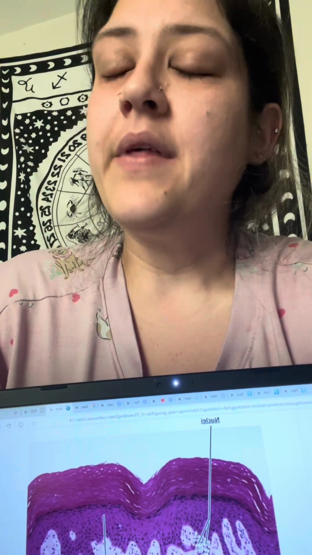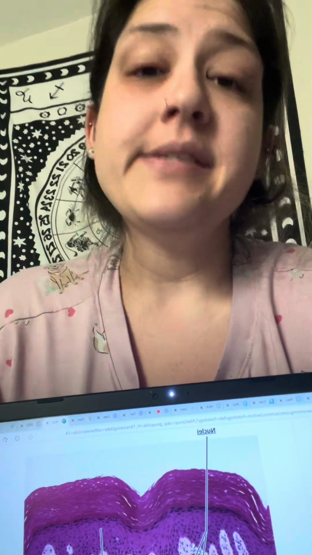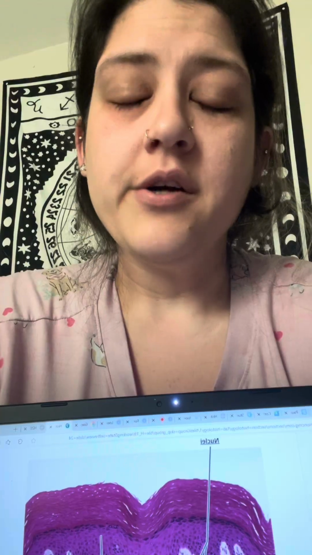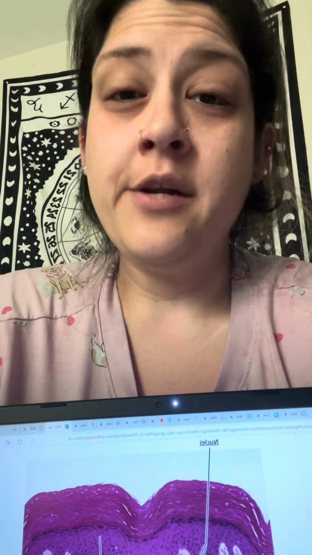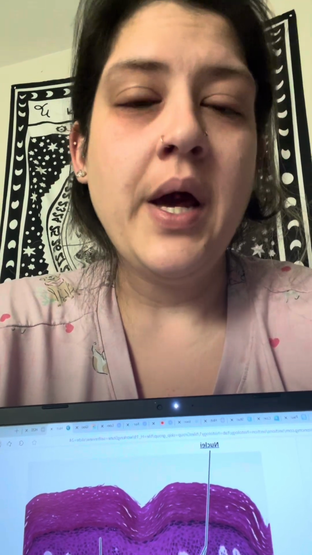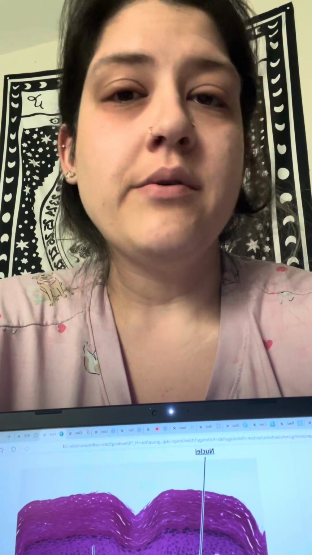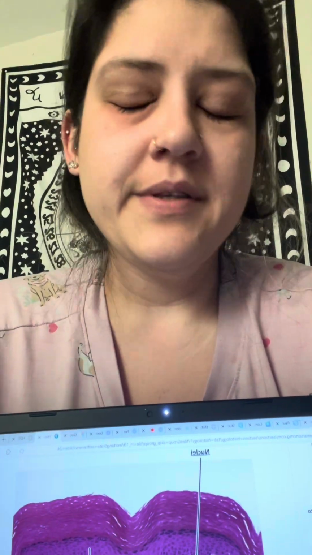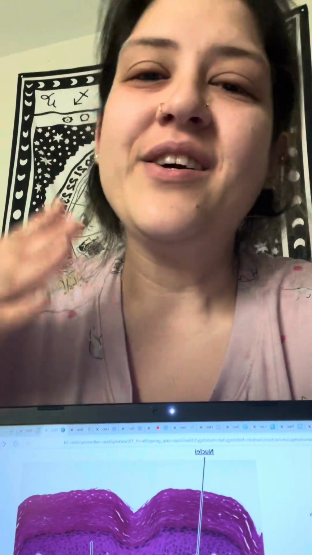It's avascular but innervated, meaning we don't bleed from the epidermis layer of our skin. But we do know it's innervated because we need to be able to have a sense of touch and feel and know what's going on around us, feel hot, feel cold, so that our body can react accordingly and we can protect ourselves. So avascular but innervated.